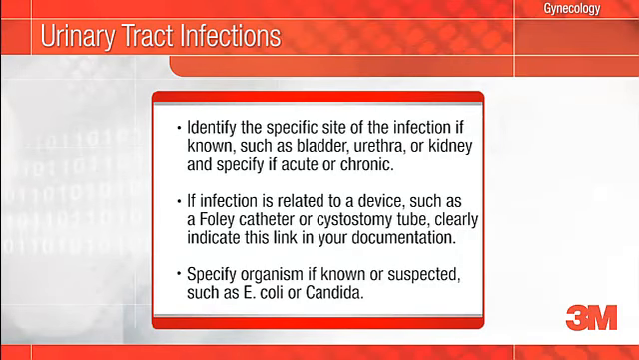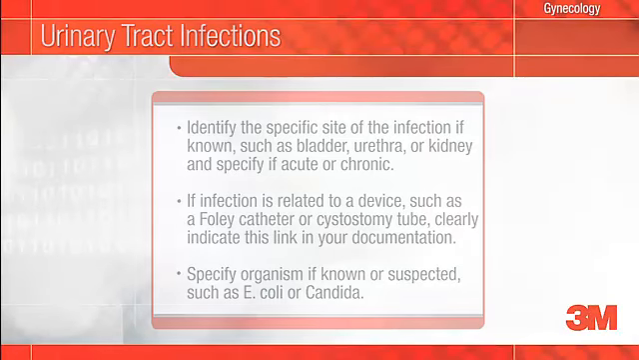If you know the site of the infection, it's important to note it, such as cystitis, urethritis, or pyelonephritis, and if the condition is acute or chronic. If the infection is related to a device, you must document this relationship, such as UTI due to indwelling Foley catheter. Lastly, if you know the organism causing the infection, make sure to document the cause and effect relationship in your note, such as E. coli UTI.